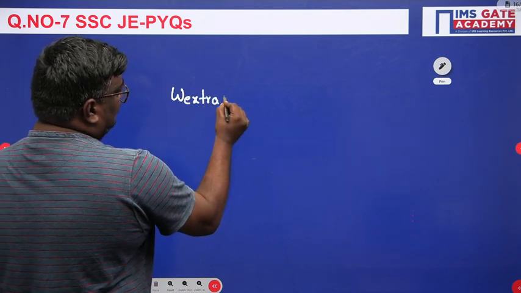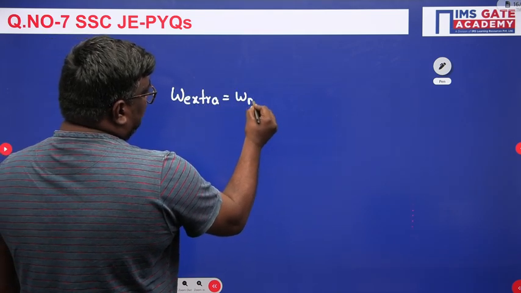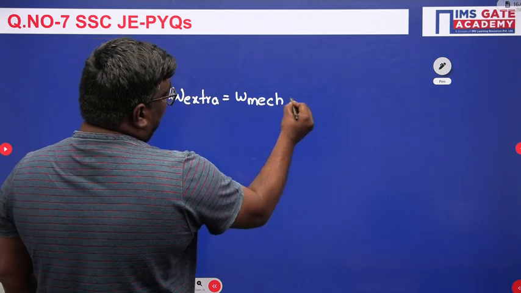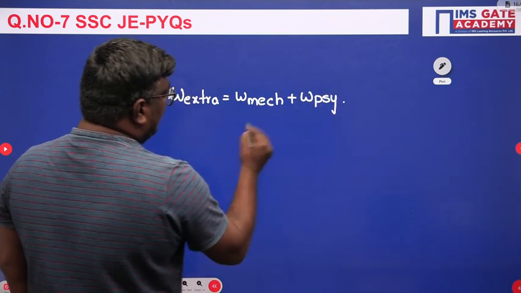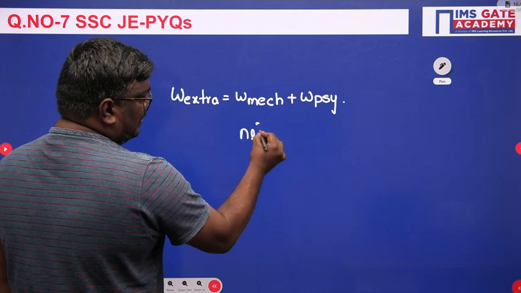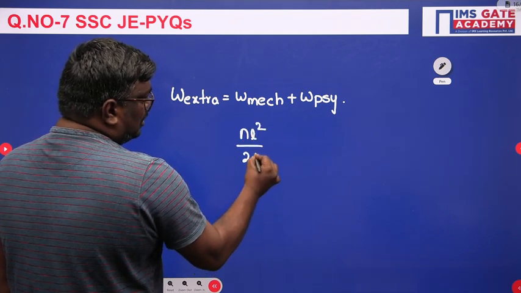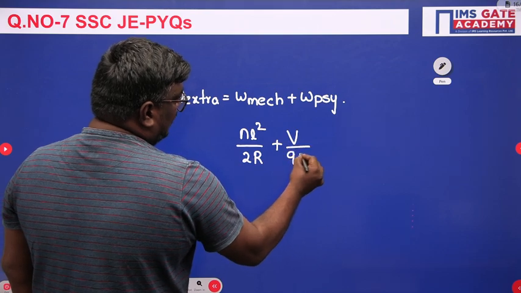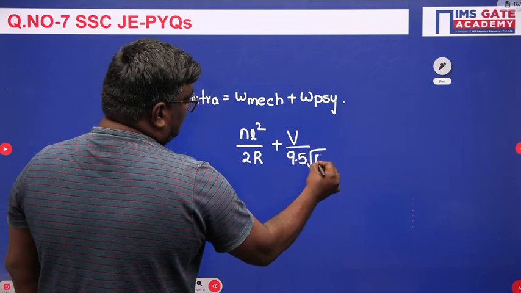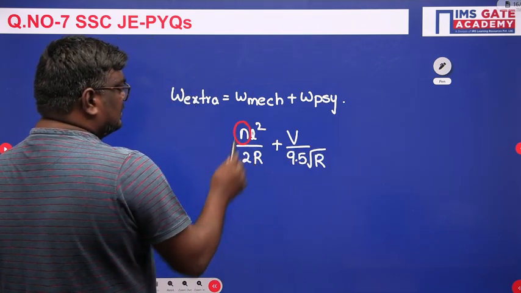Extra widening is given by the formula: it is the summation of mechanical widening plus psychological widening. Now, my dear students, mechanical widening is given by the formula nL square upon 2R, and psychological widening is given by the formula V upon 9.5 root R. And remember, my dear students, here n indicates number of lanes.